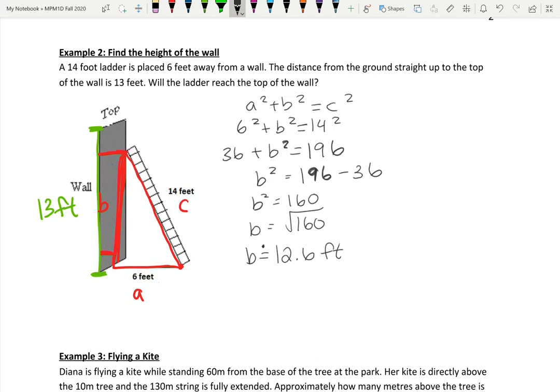Okay, let's go back to the question. It says from floor to ceiling, the wall is 13 feet. So the ladder is just under 13 feet. So since the wall is 13 feet high and the ladder only reaches 12.6 feet, the ladder will not reach the top of the wall.